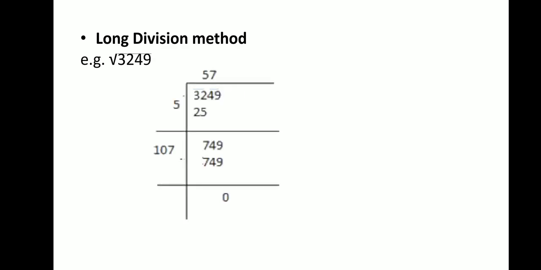Coming to the long division method, I need to find out the square root of 3249. Here, the very first step to find the square root of a given number using the long division method is, first of all, we need to place bars over every pair of digits starting from the units digit. Here 49 will be under one bar and 32 will be under another bar. Students, you are supposed to keep this in mind, that we are supposed to start placing the bars on every pair of digits starting from the units digit only.